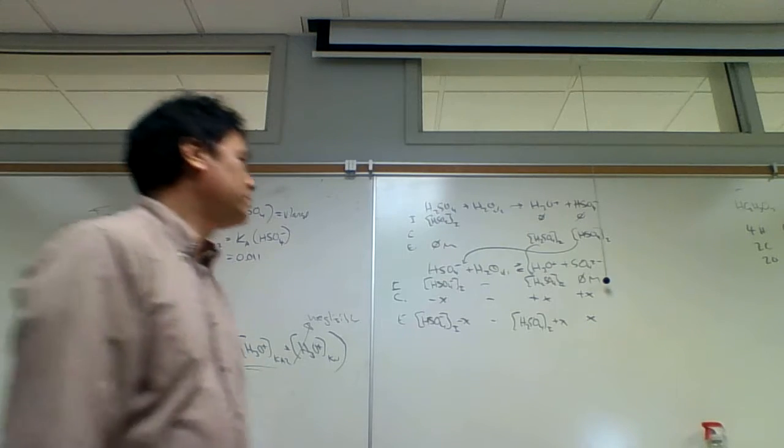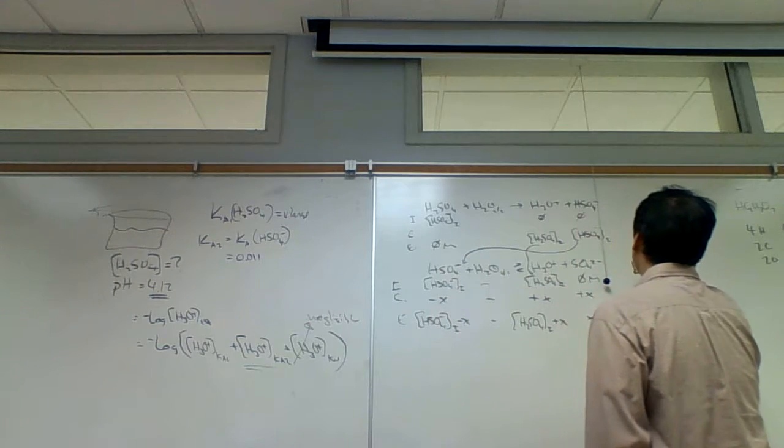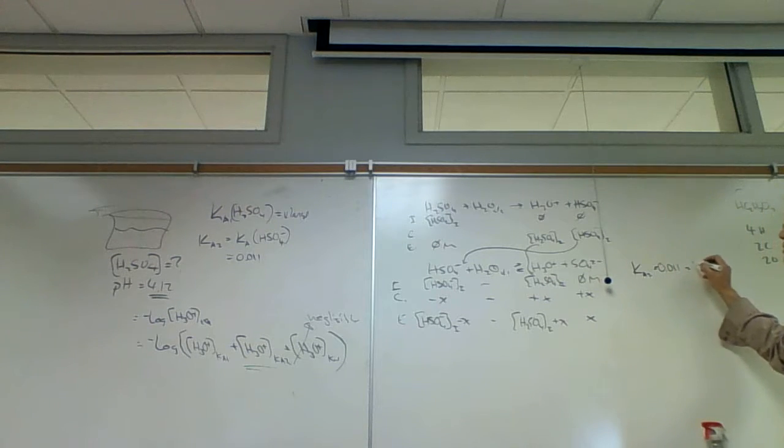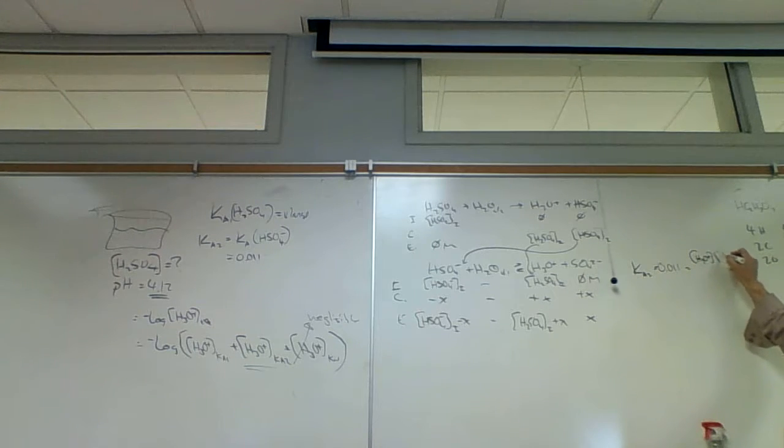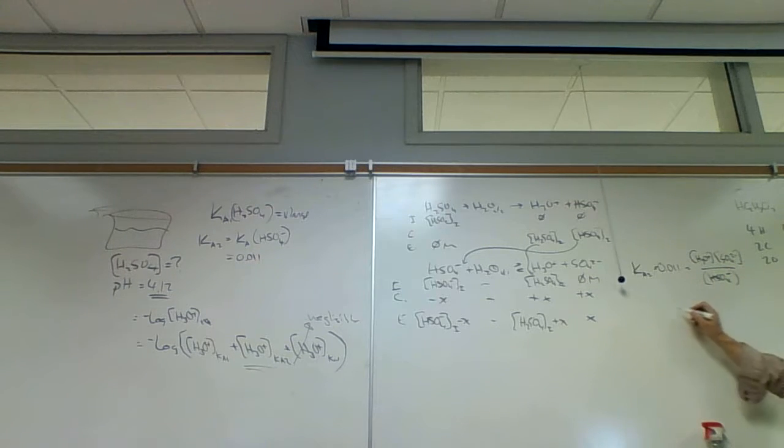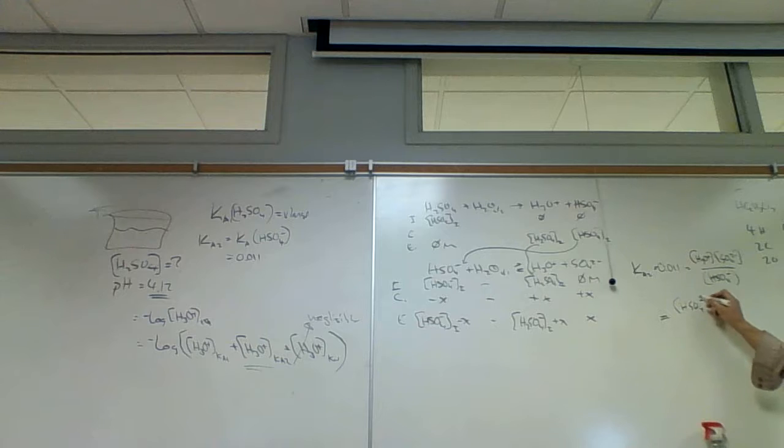What would the 2 equations be? I'll tell you one equation will just be the K. Ka2 is equal to 0.011, which is equal to the hydronium ion concentration at equilibrium for step 2 times the sulfate concentration at equilibrium divided by the HSO4 minus concentration. And so this is just going to equal the HSO4 minus initial plus X times X divided by HSO4 minus initial minus X. All right, there's one equation.